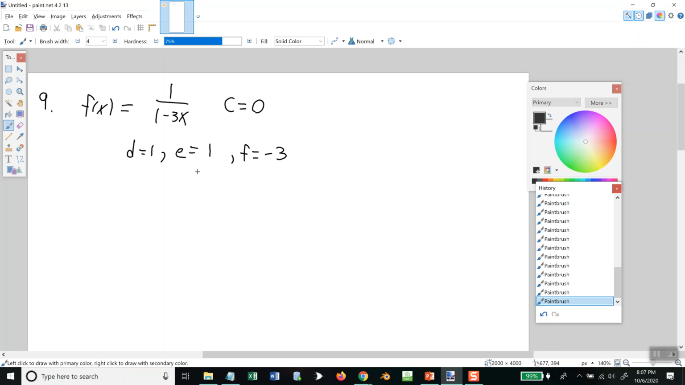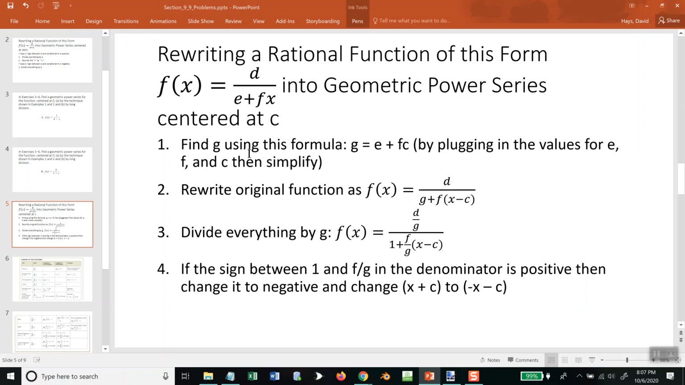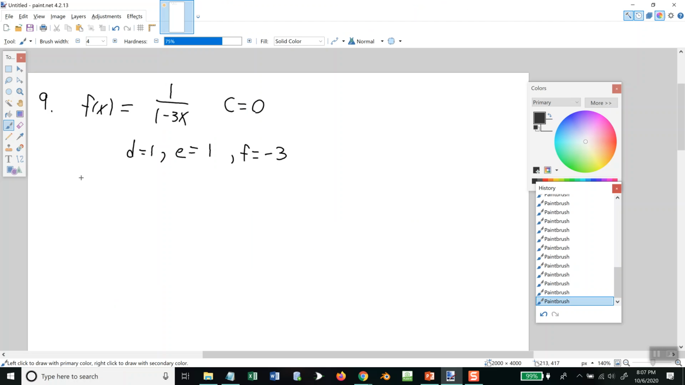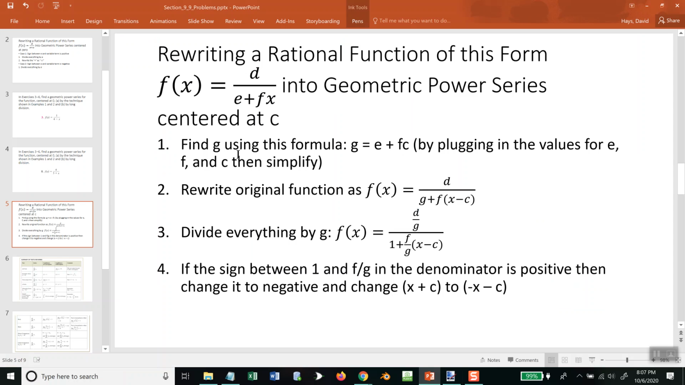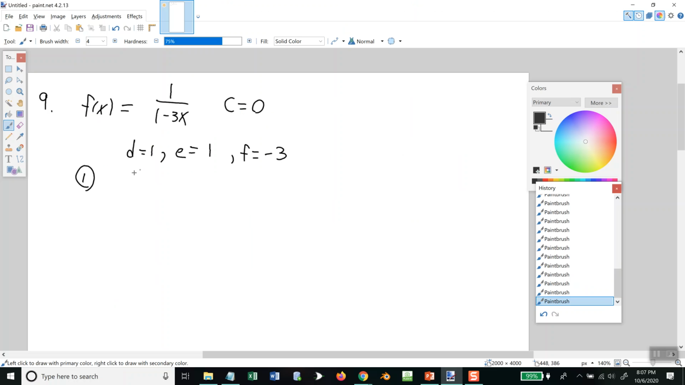Now I'm going to go through this, but since it's centered at 0, we could have used that previous definition I gave you. It'd be easier. But I didn't actually test it with this formula, so I'm curious if it'll work. Find G using this formula. G is equal to E plus FC. In theory, it should. So I got 1 minus 3 times C, which is 0, which gives us 1.